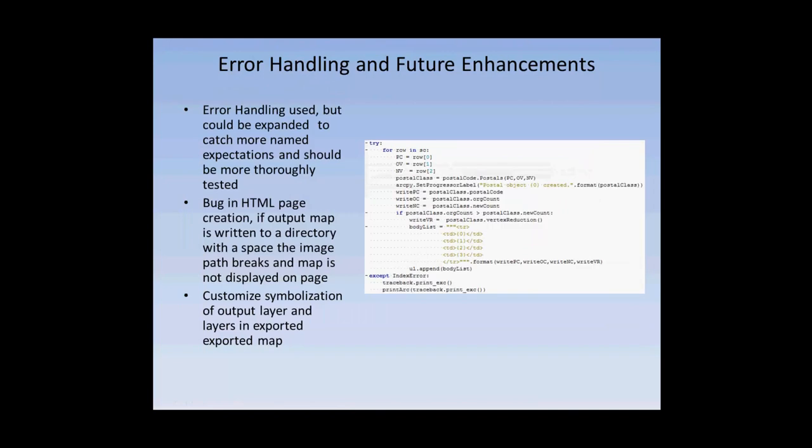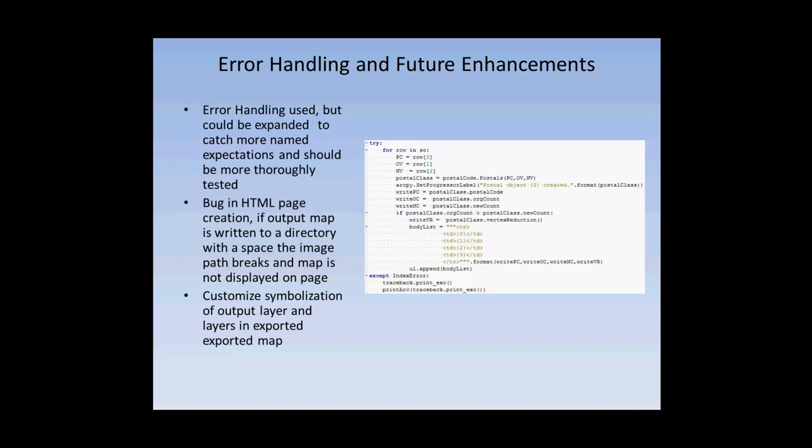I have some error handling in there, which could be expanded on, and I'd like to test that out more and add more named exceptions to try to catch more errors that could occur. I've also found a bug in my HTML page that if it is in a directory that has a space somewhere, that it will not refer to that image for some reason. So the link breaks and it's not displayed on the page.